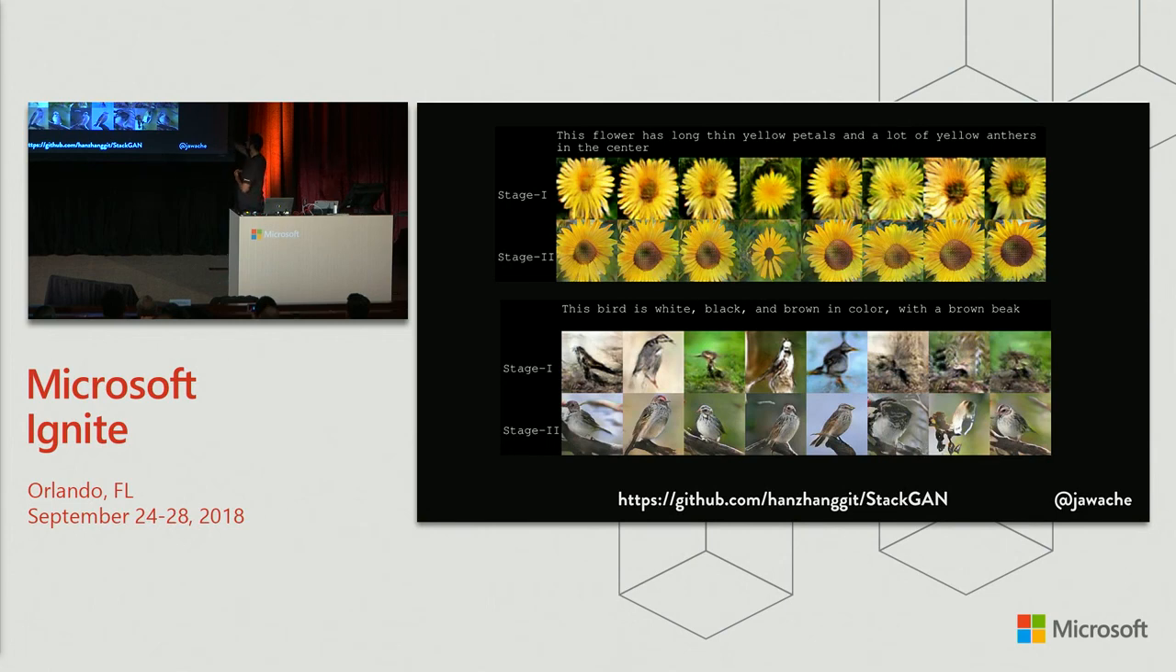So what's happening here is the GAN has been passed in, this bird is white, black, and brown in color with a brown beak, and it's generated the image based off of the textual description. Above, this flower has long, thin yellow petals and a lot of yellow anthers in the center. It's generated the image.